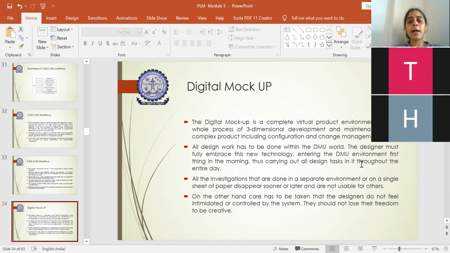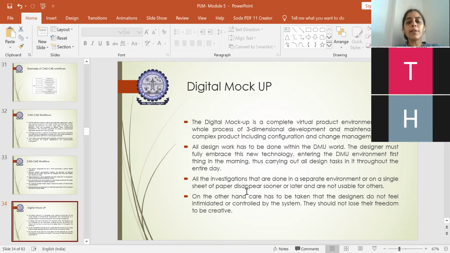and carry out all the tasks which are essential throughout the day, because a design engineer will be making many designs in a particular day, right? For every design he does, if the company is embedded with a virtual environment, he has to start his day in the morning by logging into the DMU environment, and then start creating the design.